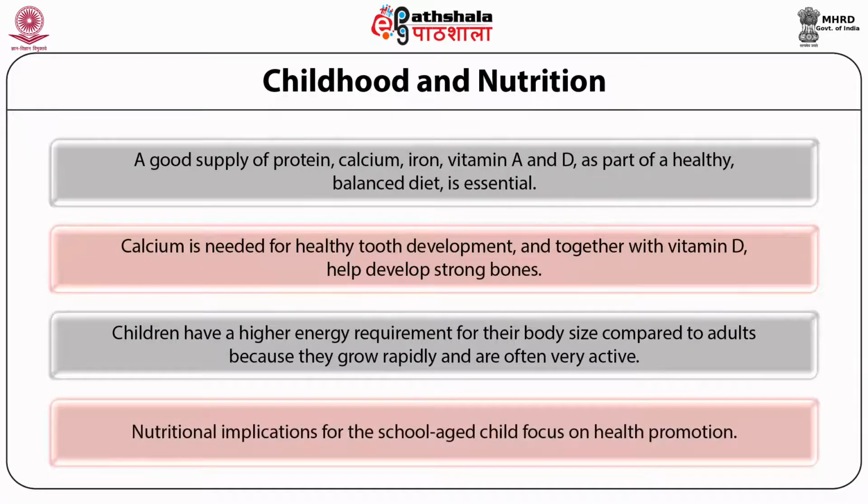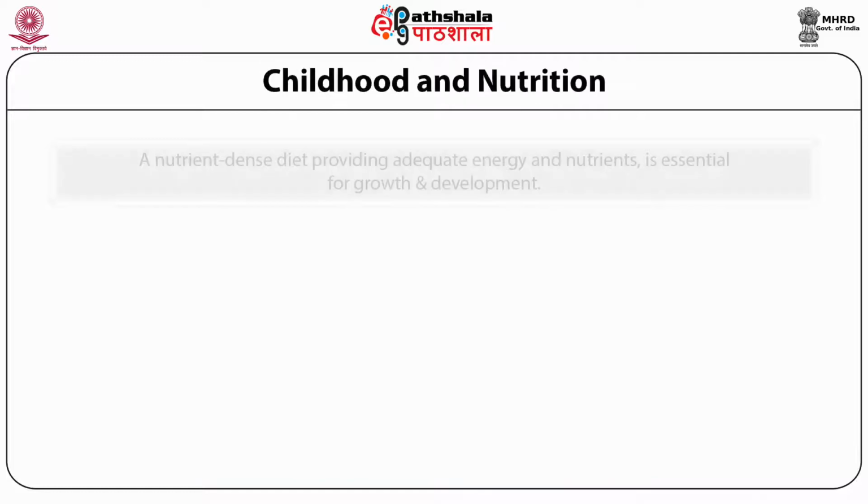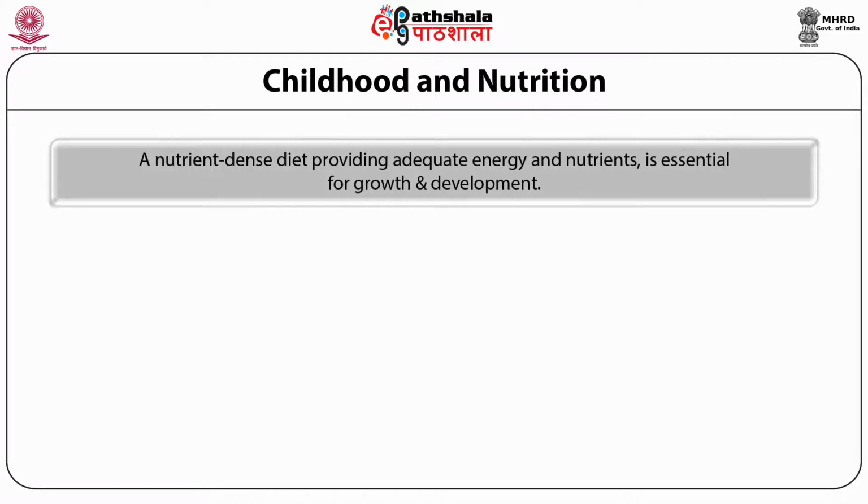The nutritional implications for the school-aged child focus on health promotion. Nutrient-dense food is required for children compared to adults, because their nutrient requirements are more as well as their caloric requirement. Nutrition is important because adequate energy and nutrients are essential for their adequate growth and development.